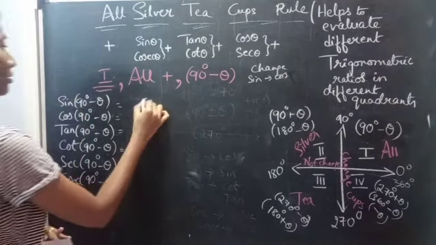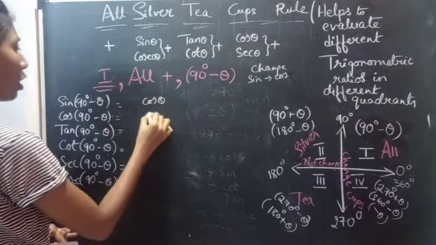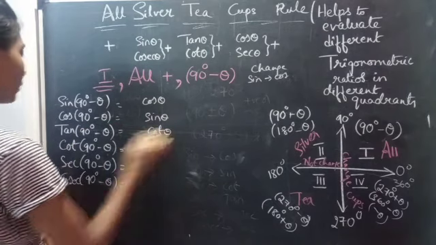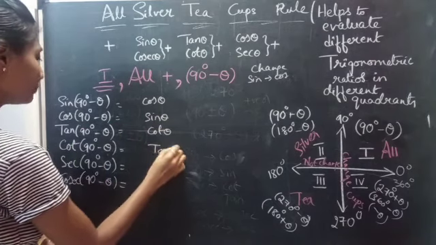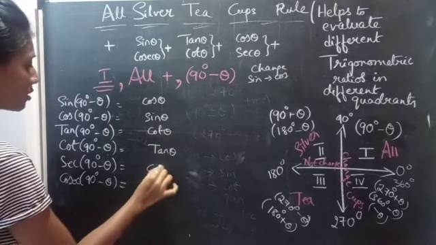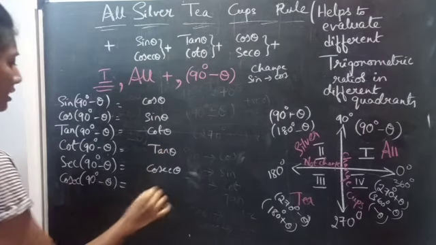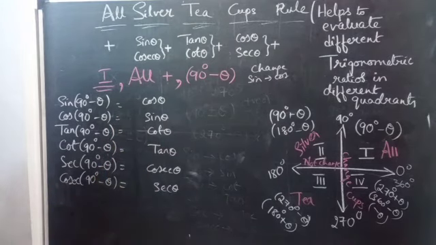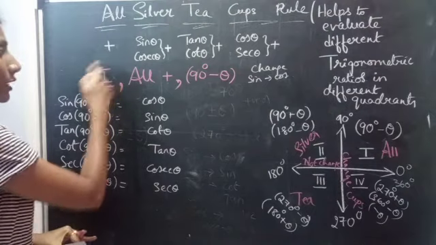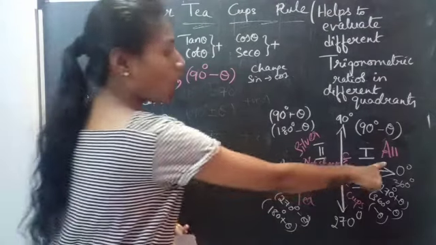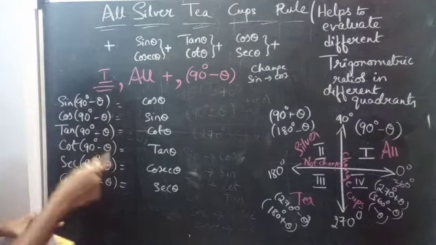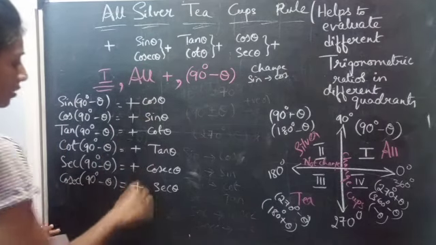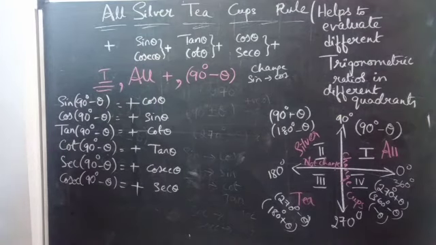So sine becomes cos theta, cos changes to sine, tan changes to cot, cot changes to tan, secant changes to cosecant, cosecant changes to secant theta. And the signs, positive or negative, depend upon the quadrant. In the first quadrant, you are having all, that means all are positive. This is for the first quadrant.